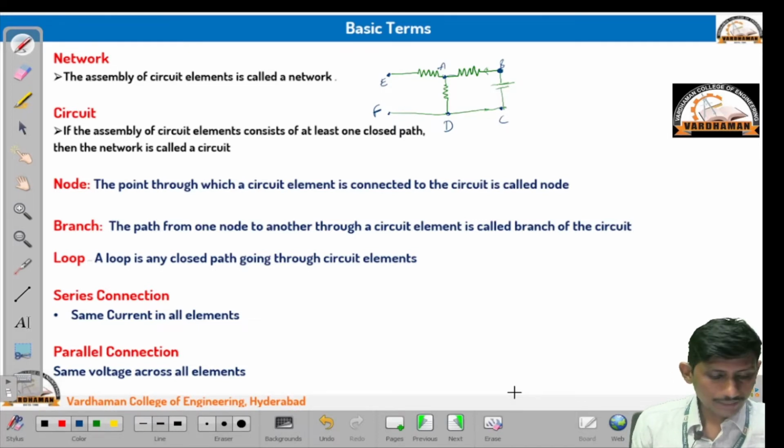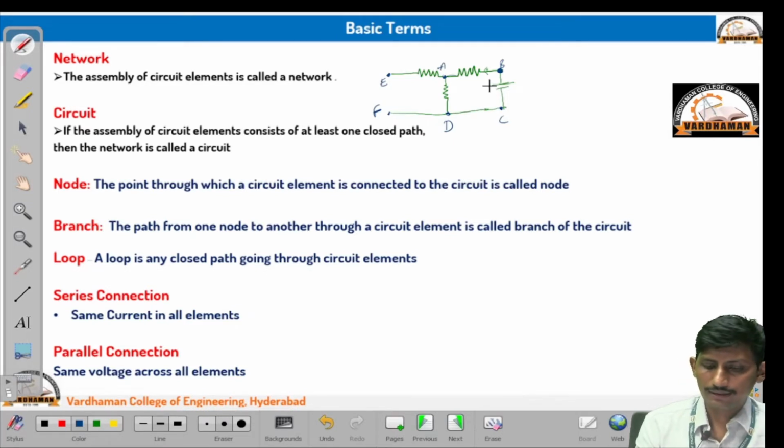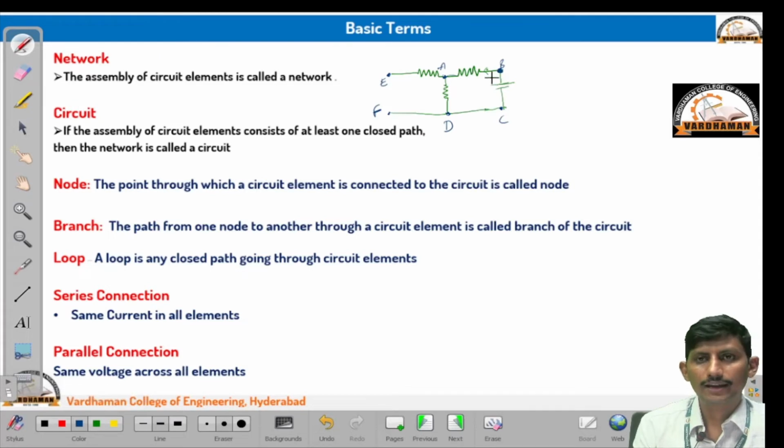The next one is branch. The path from one node to another node in a circuit is called a branch. Let us take these two nodes here, A and B. If A and B are two nodes, there can be multiple elements between these two nodes. So, any one or more elements which are connected in series between A and B is called a branch.